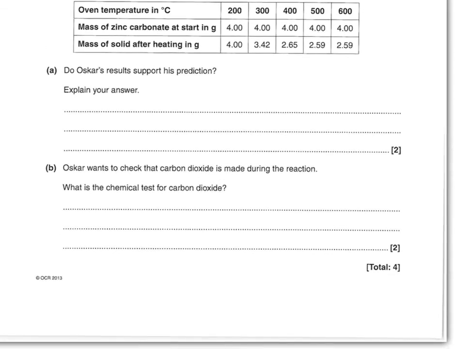Oscar wants to check that carbon dioxide is being made in the reaction. What's the chemical test for it? So limewater, first mark, and it goes milky or gives a white precipitate, or goes white, misty, cloudy, or creamy for the second mark.